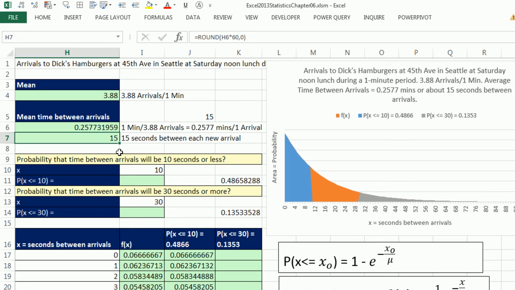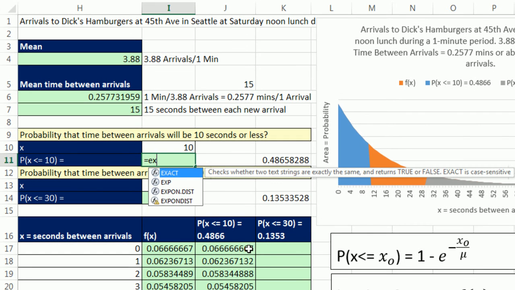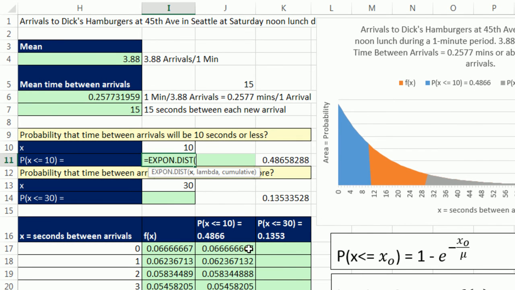Average time between arrivals. Now we can ask the question: what's the probability that time between arrivals will be 10 seconds or less? If I'm looking at this on the chart, there's 10, it's going to be all of this probability right here from 0 up to 10. Remember, the way our function will work is it'll automatically go from the lowest up to whatever x value we give it. So I'm going to do equals EXPON.DIST.